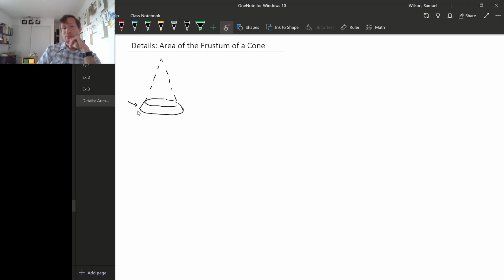So this shape, this bottom band of a cone, is called the frustum of a cone. So that's what this refers to. It seems like before we jump into finding the surface area of the band around the bottom of the cone, maybe we should just find the area of a cone first.